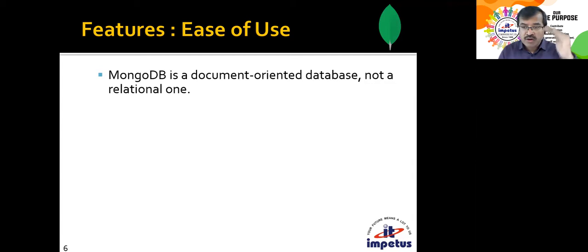In a relational one, all rows of a table have to have the same structure. In document, that's not the case. Every row may have a different structure. There may be a schema, that's your choice. There may not be a schema. It says, okay, if you want a schema, you can use it. If you don't want to use schema, don't use it.